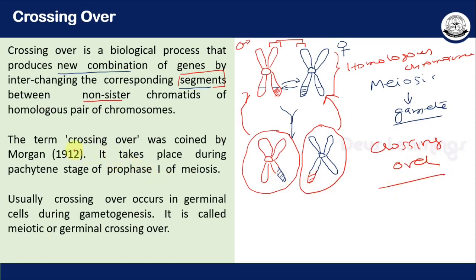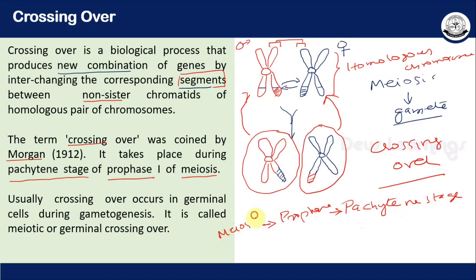Right? Okay, then the term crossing over was coined by Morgan. Morgan was the first to talk about crossing over. And when does crossing over happen? I told you it happens in meiosis, and in meiosis there are two divisions, meiosis 1 and meiosis 2. In meiosis 1, in prophase 1, there is a stage called the packaging stage, and crossing over happens in the packaging stage. Where is the packaging stage? It is in prophase 1, and prophase 1 is in meiosis 1, right?